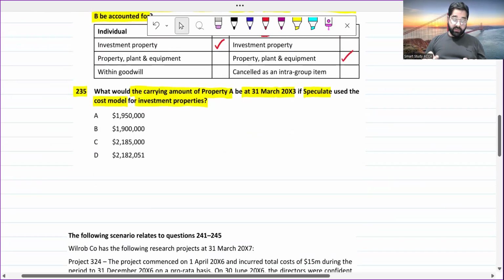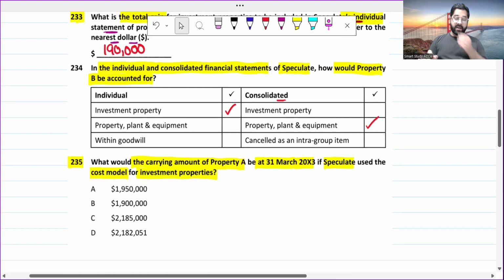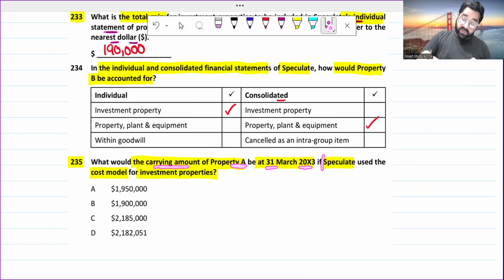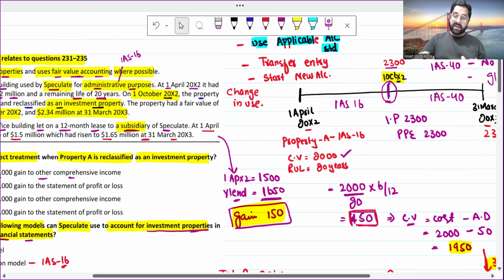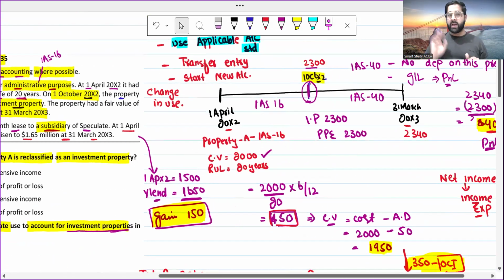Now the examiner has changed the scenario and is asking what will be the carrying amount of property A at 31st March 20x3 if the Speculate company uses the cost model instead of the fair value model. If the Speculate company uses the cost model, what will be the carrying amount at the year end? Now, if you remember, for property A, there is a change in use from IAS 16 to IAS 40.